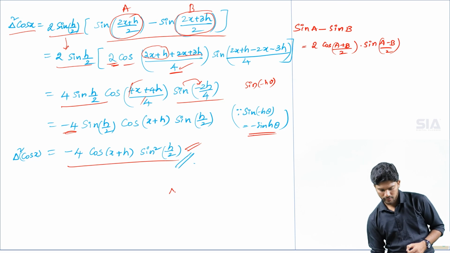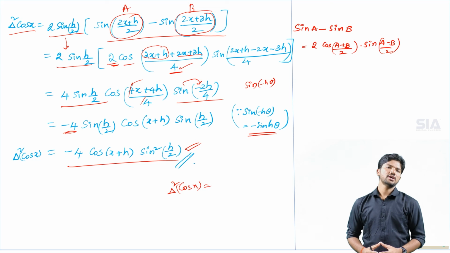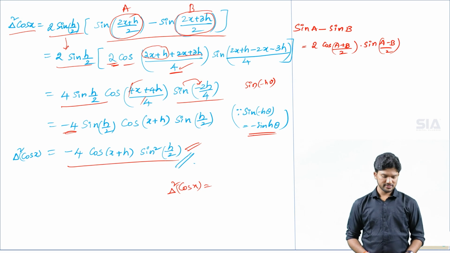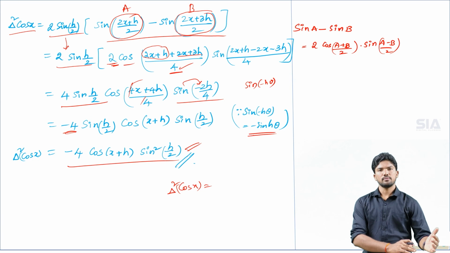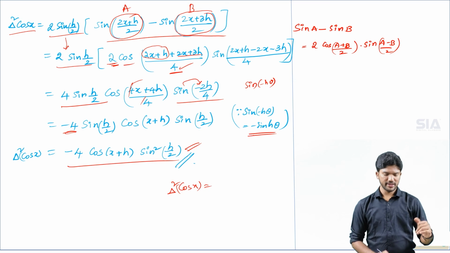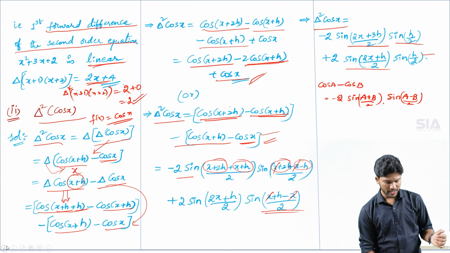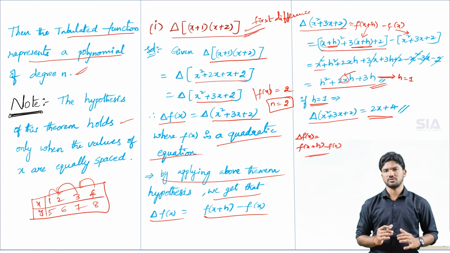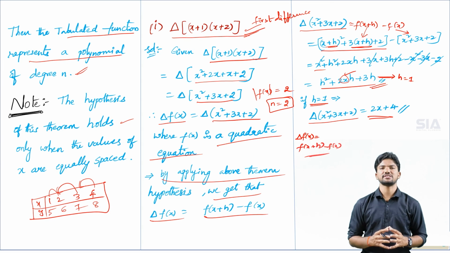So therefore del square of cos x is equal to minus 4 into cos (x plus h) sin square h by 2. This is the difference of a polynomial theorem and a problem based on this theorem. In the examination you will get questions in this format. So if you get any question based on this, you have to follow this process only. This type of problem is very important for the examination.